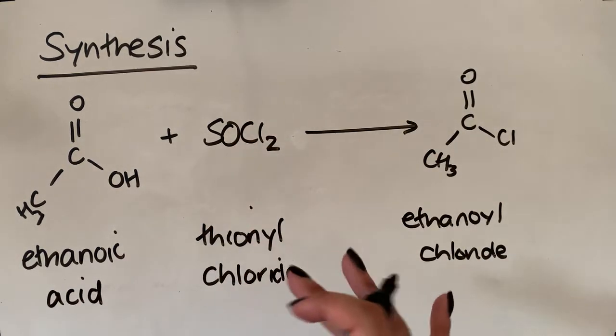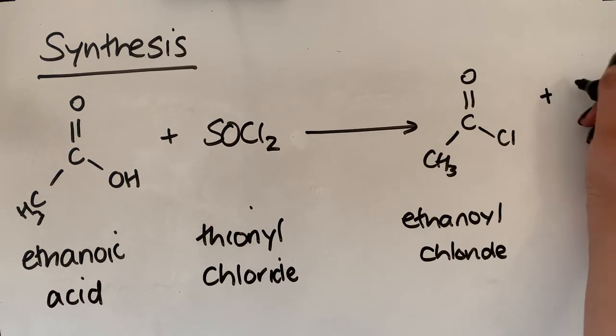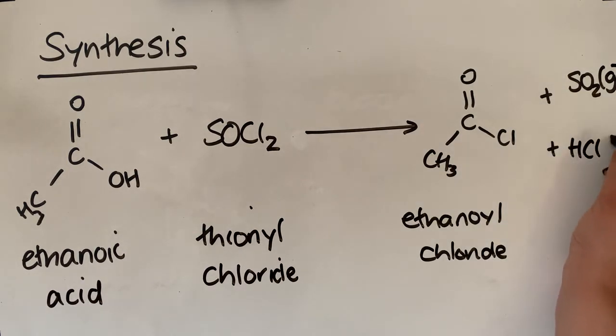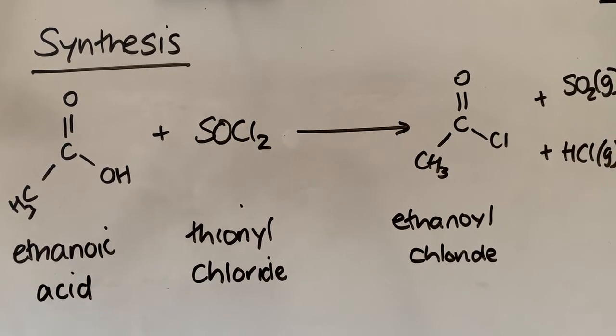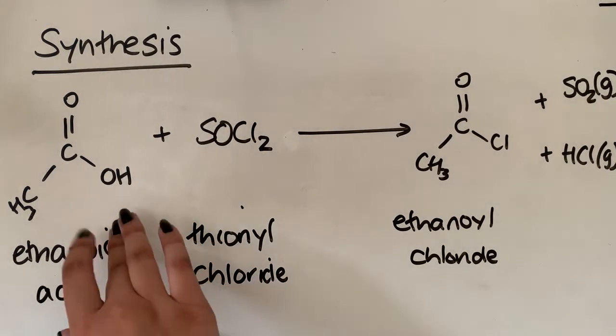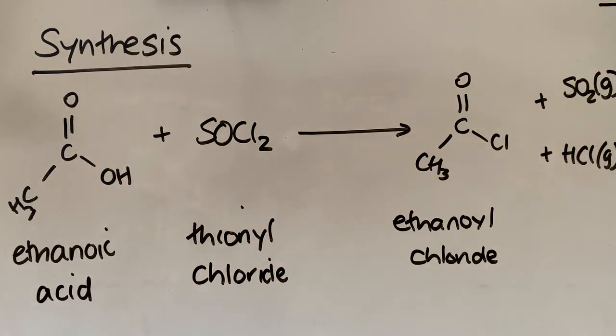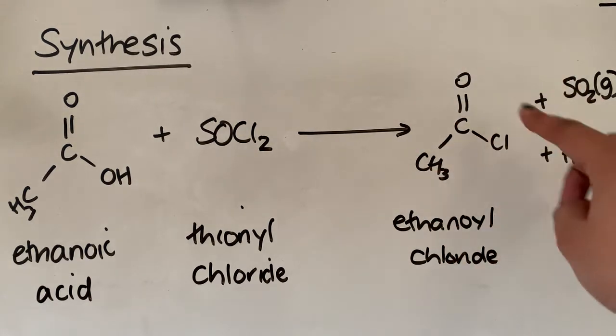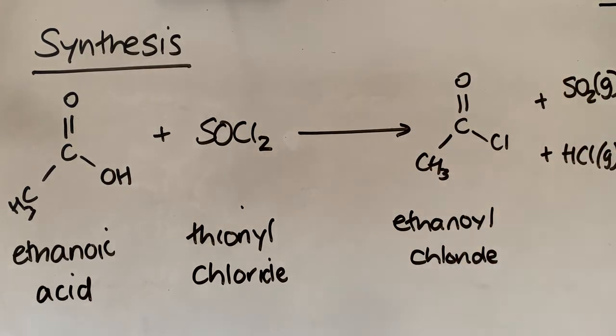And hopefully you can see there are other products here as well. So we can see that that's going to be SO2, so sulfur dioxide gas. And you're also going to form hydrogen chloride gas as well, like that. So this is the reaction that you need to know for the synthesis of an acyl chloride. Obviously, depending on which acyl chloride you're going to make, you're going to have a specific carboxylic acid. You react that with thionyl chloride. You make the desired acyl chloride plus sulfur dioxide plus hydrogen chloride.